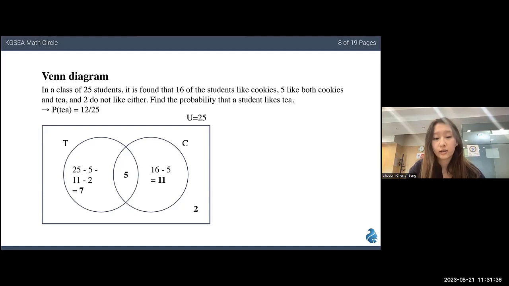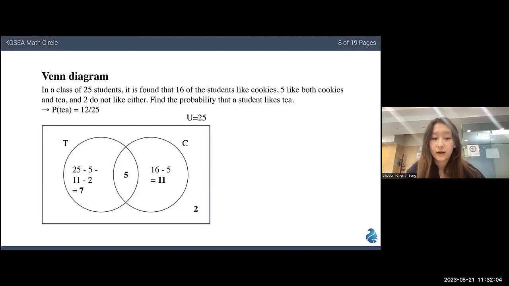The first thing that you have to do with the Venn diagram to find the answer is to indicate the intersection and those that are outside of both options. It's given that 5 like both cookies and tea. So in the middle part where the circles overlap, you would write 5. And outside of those circles in the sample space, you will write 2, because they're excluded and do not like either cookies or tea.